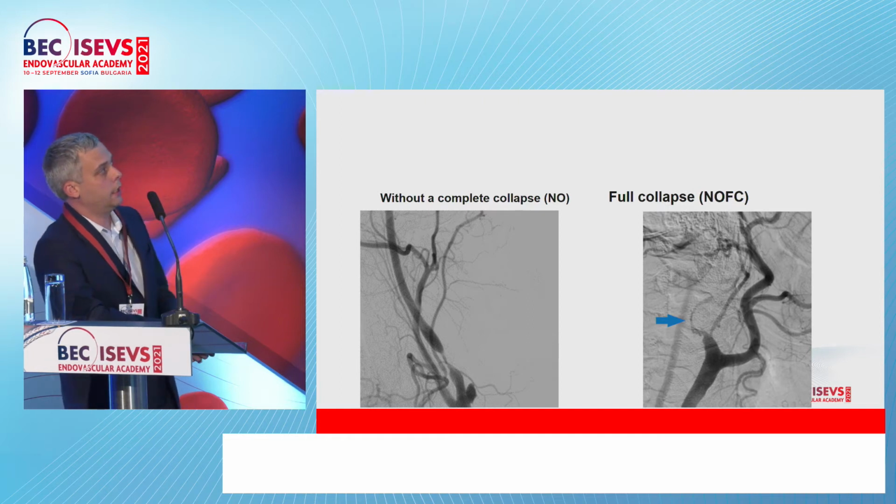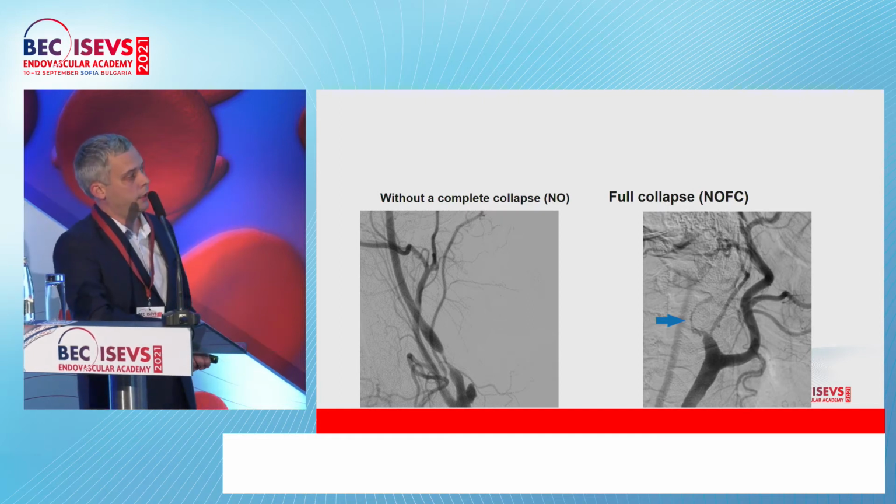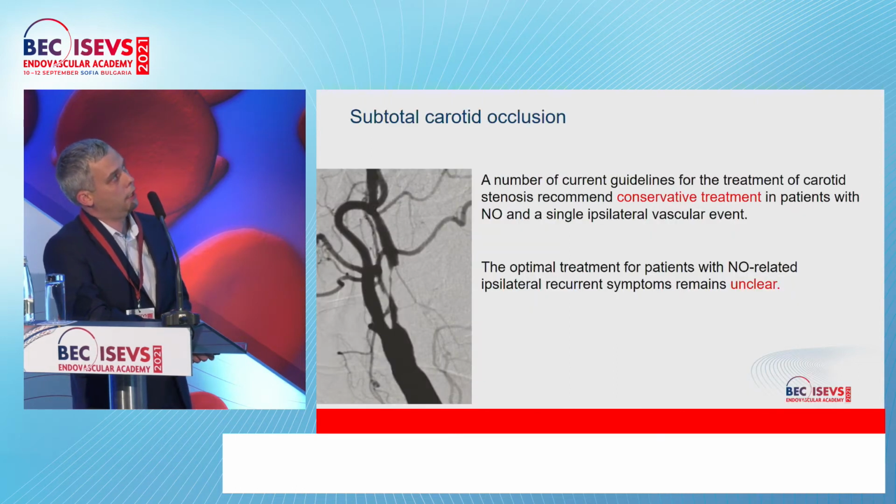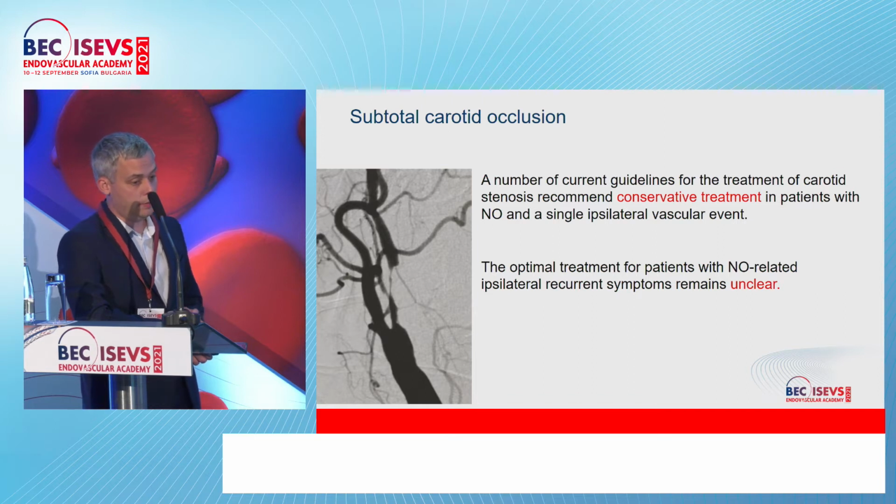These stenoses are divided into 2 main groups. It's very important. First of all, there are stenoses with a complete collapse of the carotid artery distally to the lesion, which are called near occlusion with full collapse, and other near occlusion without full collapse. This is the cornerstone of probably the newest publication about treating or not treating this type of lesions. Till now, a number of current guidelines recommend conservative treatment in patients with near occlusion with only a single ipsilateral vascular event. But to be honest, the optimal treatment of the patient is unclear.